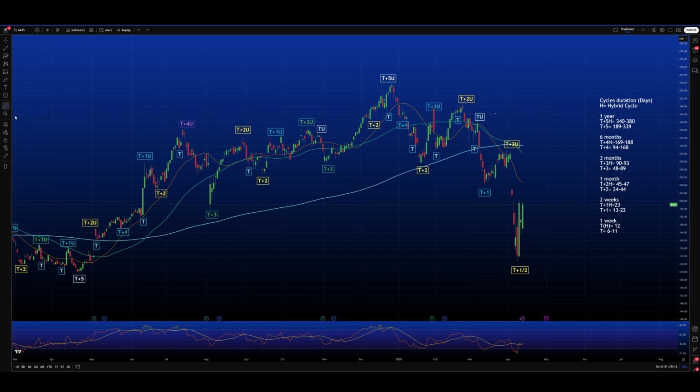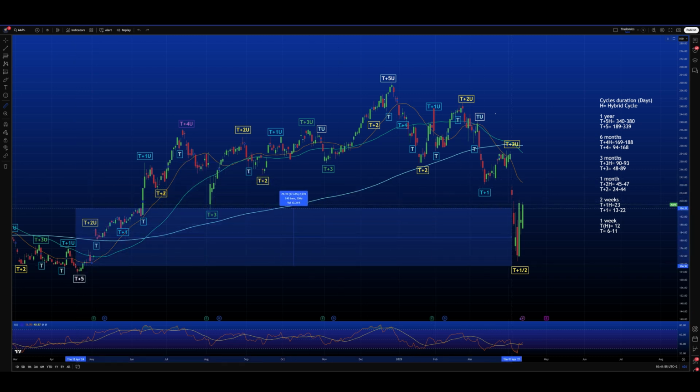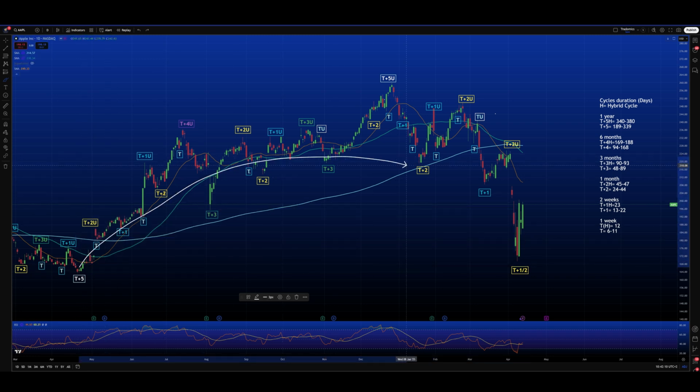But the second message is that on Apple, the T plus 5 started well ahead compared to the T plus 5 of Microsoft and Amazon. Actually, we have 242 bars. So here, potentially, we already have more than a minimum duration. We are close to a median duration to close a T plus 5.